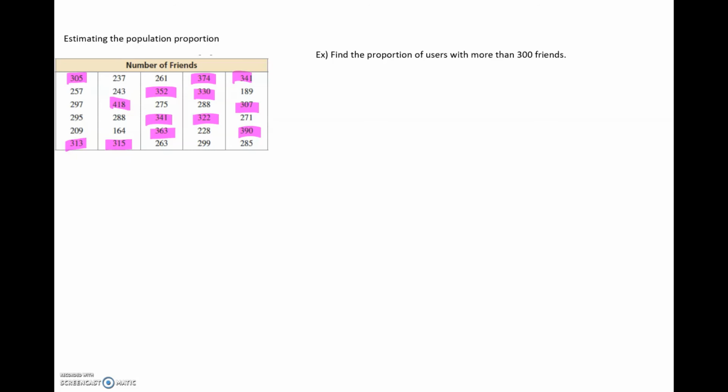So that population proportion of the sample, remember, for the sample, we use that p hat notation. That is just, again, how many we have out of the total. So we said we had 13 that have over 300 out of a total of 30. So we can create a percentage out of that. That is roughly 0.433 or 43.3%.